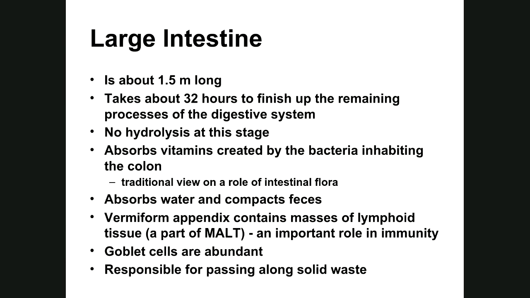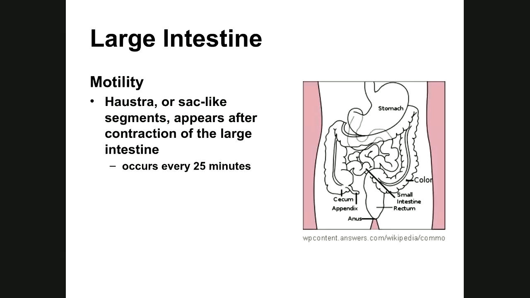It contains mucosa-associated lymphoid tissue, so it plays an important role in defense. Lots of goblet cells, and it's responsible for passing solid waste. When it's moving, it creates what we call sac-like segments. When they contract, we call that haustra, and this happens every 25 minutes.